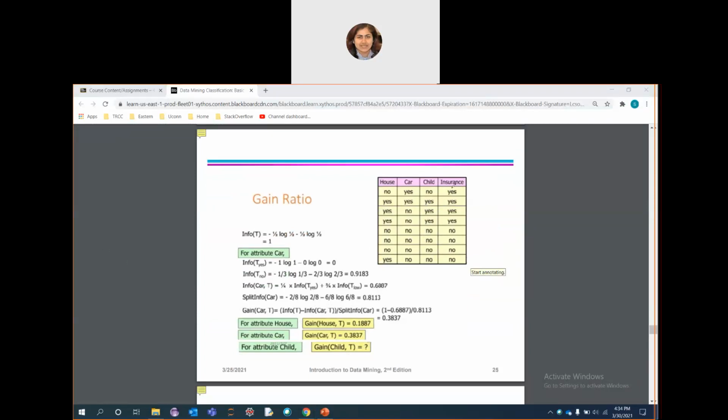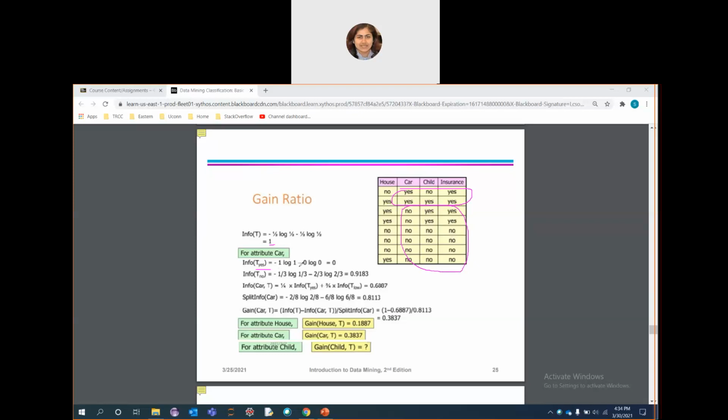For the car, again same half. So we have overall entropy as 1 here. For T, yes. How many yes? 100% yes, no. So for no, we have 6 no's, 2 of them associated with yes and 4 of them associated with no.